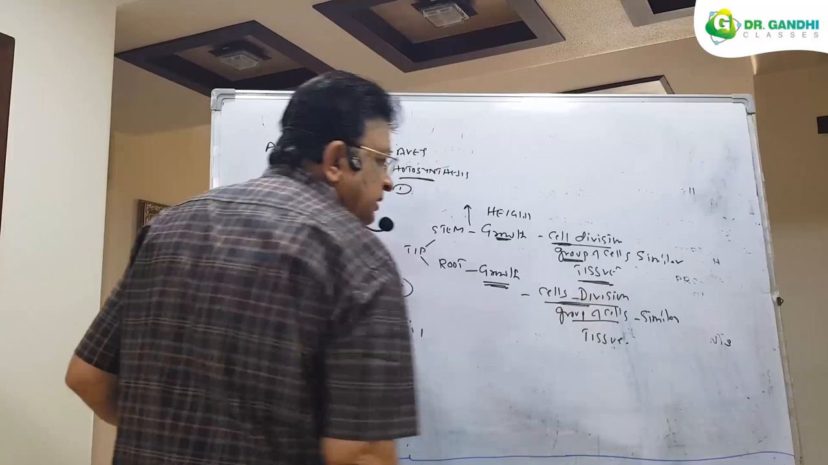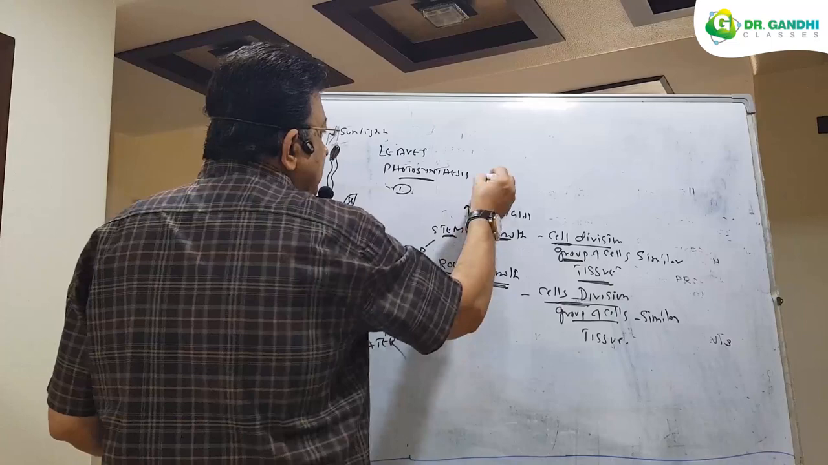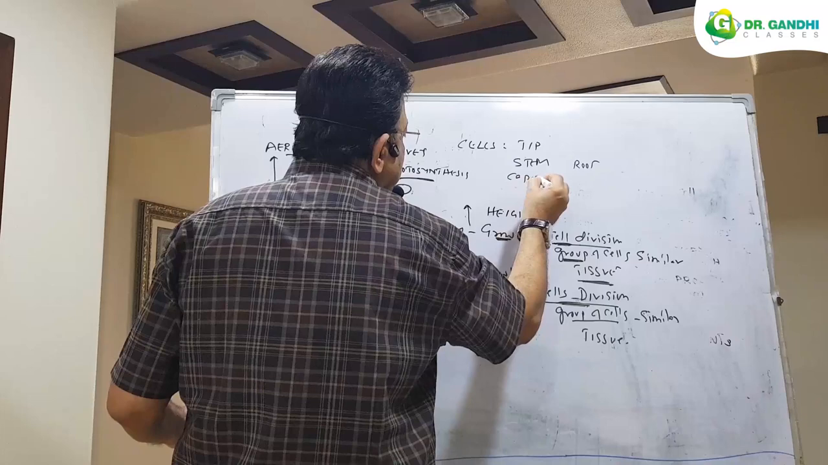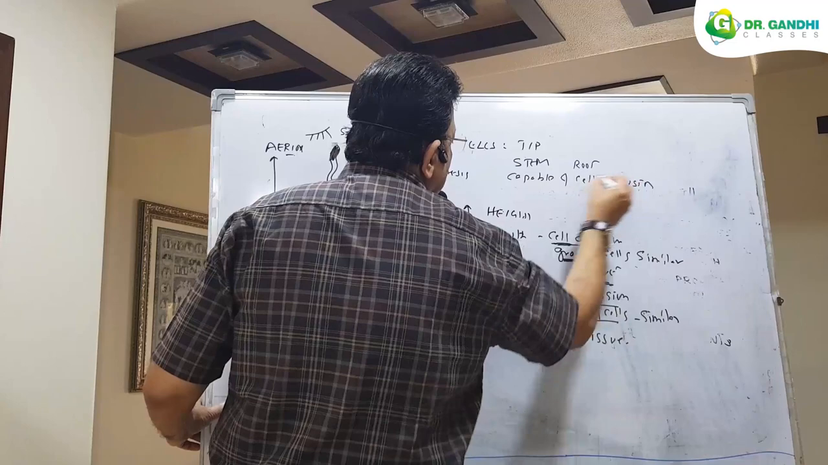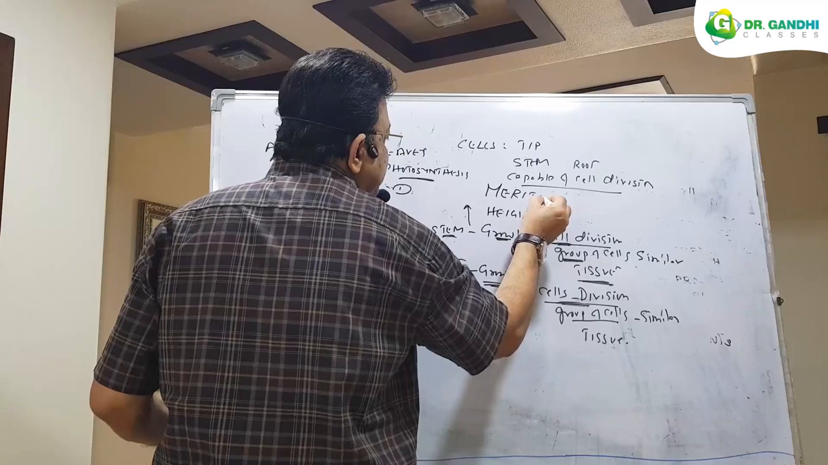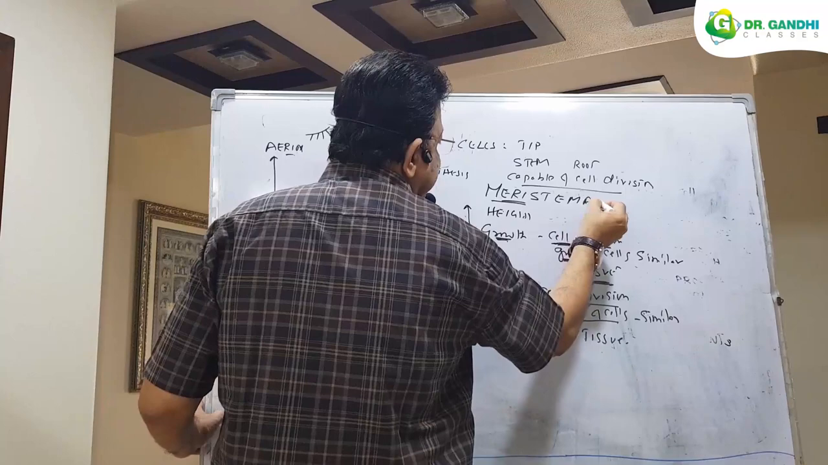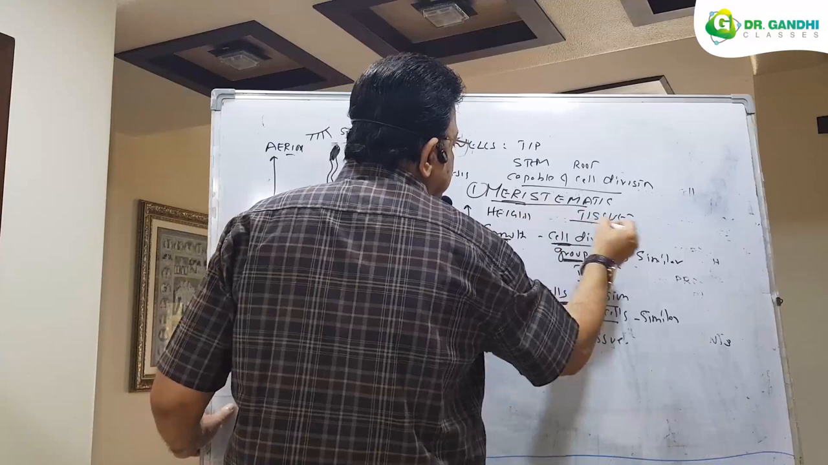cell division, the cells present at the tip of the stem and at the tip of the root are capable of cell division, or the cells can divide. From the word meristem, which means to divide. Meristem means to divide. This group of cells is called meristematic tissue.